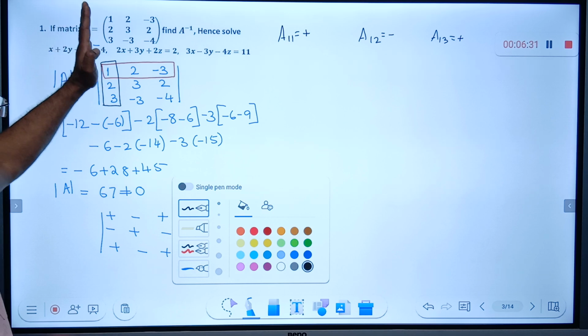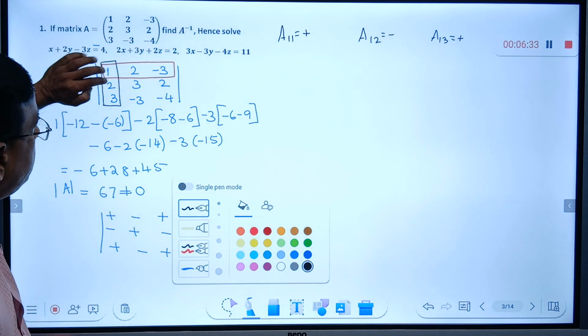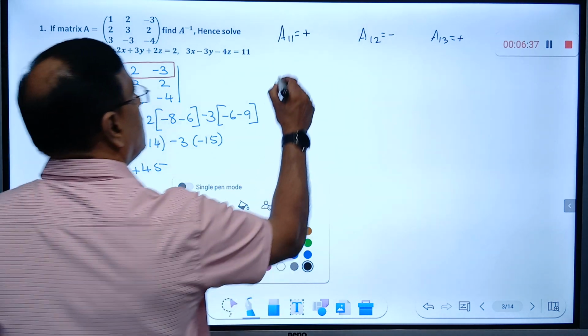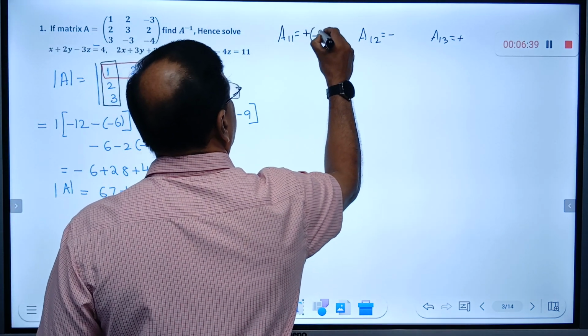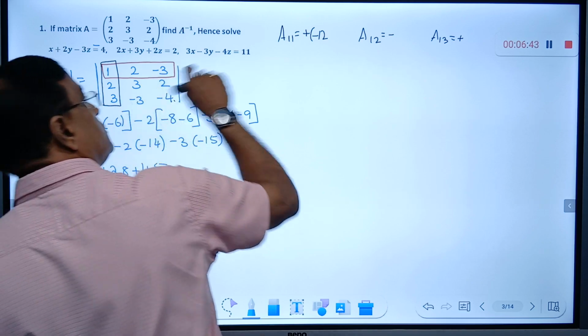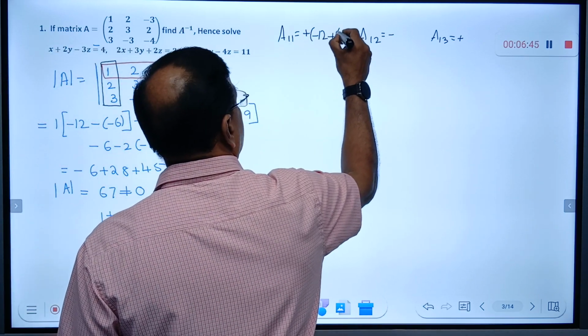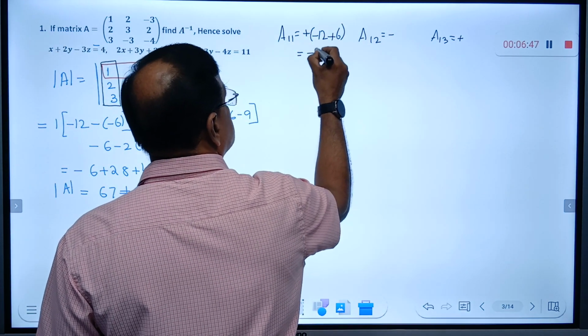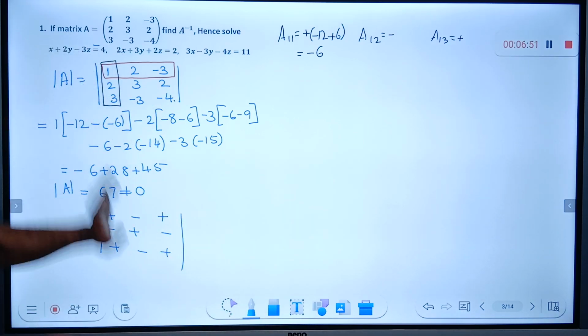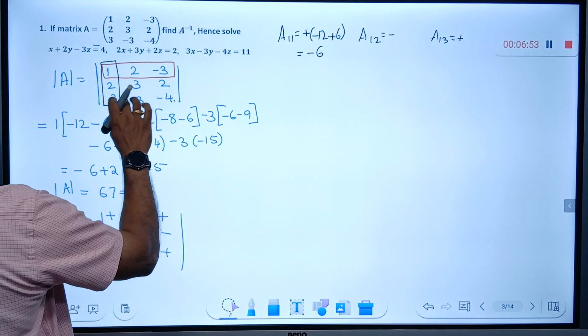First row, omit that column. Don't even take that element. Omit that row, omit that column. So what do you get? This is minus 12. When you go up, it's minus, so it is plus 6. So this is minus 6. I hope this is clear. Minus 12 plus 6. Now jump to the next element.